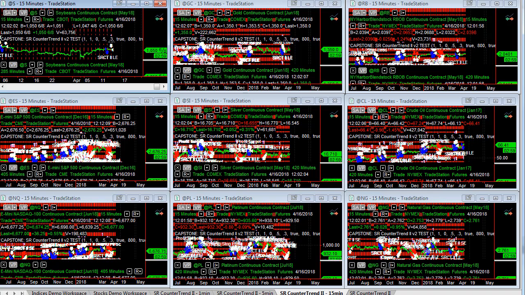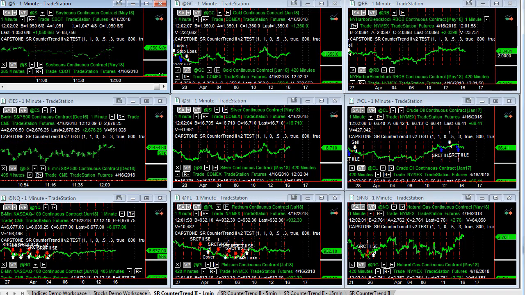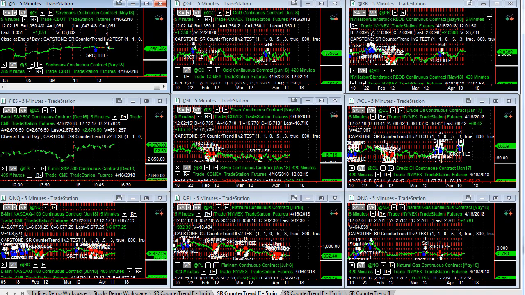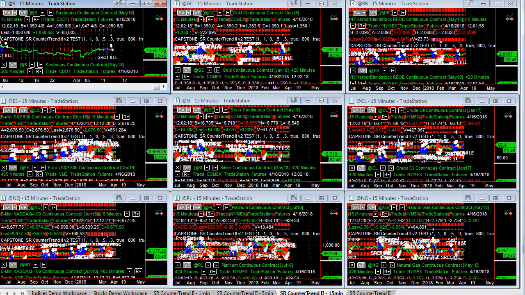So SR CounterTrend 2, we have that on 1-minute charts. All the same markets, all the same parameters. Then all we do is trade it on 5-minute charts, and then all we do is trade it on 15-minute charts. And so you get 3 different workspaces with 9 windows on that. Same strategy, all the same parameters for all those markets. All you're changing is the interval.